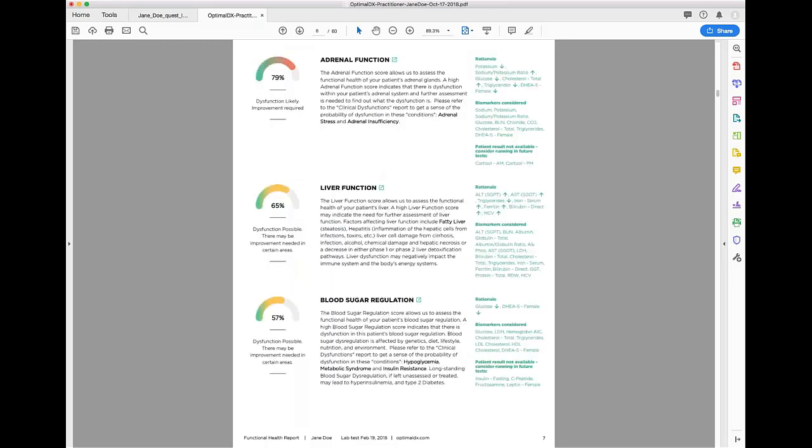Adrenal function, let's take a look at that. Her potassium was low, sodium potassium ratio was elevated, her glucose was down, her cholesterol was a little bit high, her triglycerides were low, and her DHEA sulfate was a bit low. That to me is like, maybe some stuff going on in her adrenals.